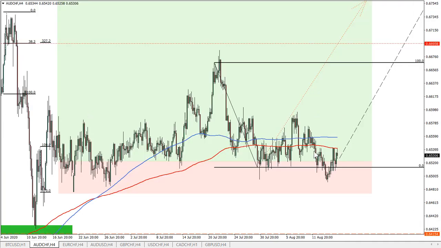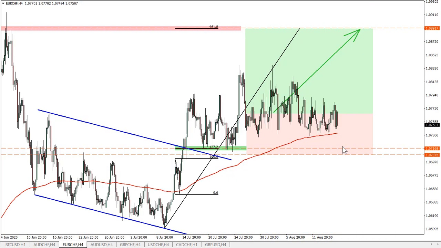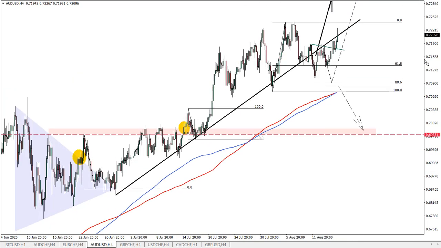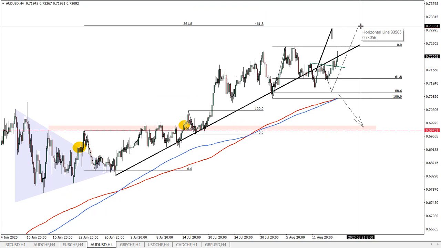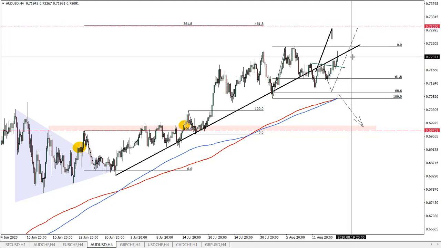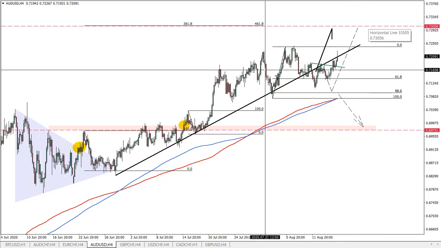Time to move back to our previous analysis. Australian Swiss franc struggling to do any sort of move, just consolidating. Euro Swiss franc, same, consolidating. Australian dollar, well, we see the target is expected to be tested, and as with the pound dollar, it could be that the dollar is getting weak, and obviously the Australian dollar could be going up as well.